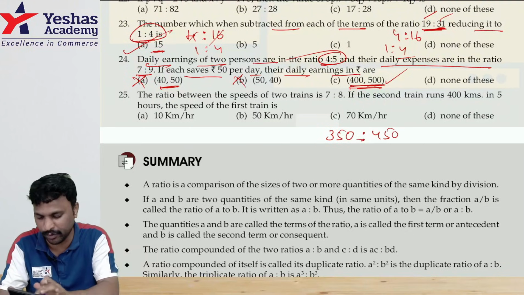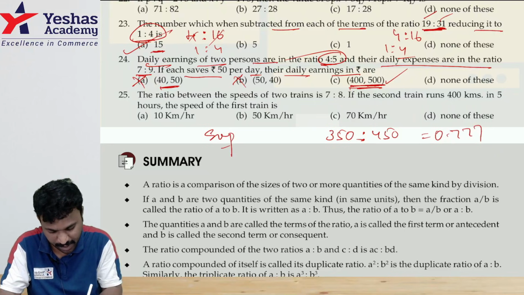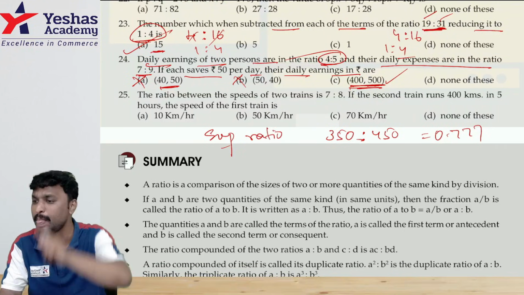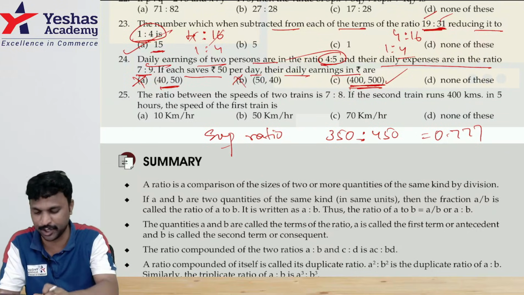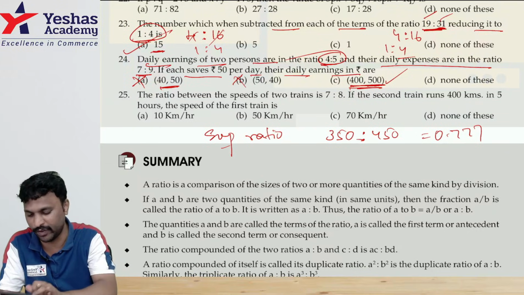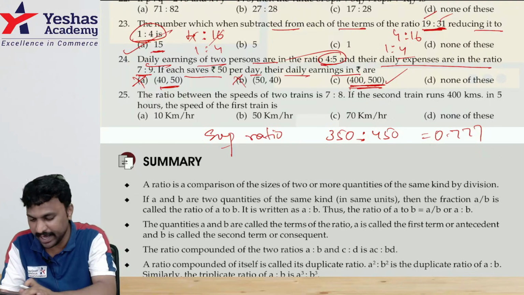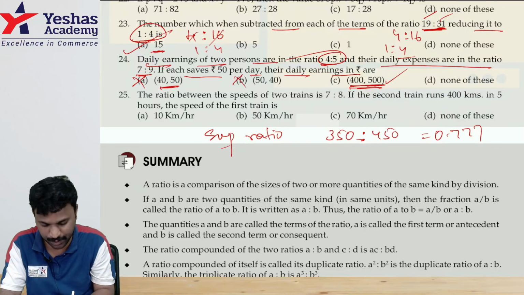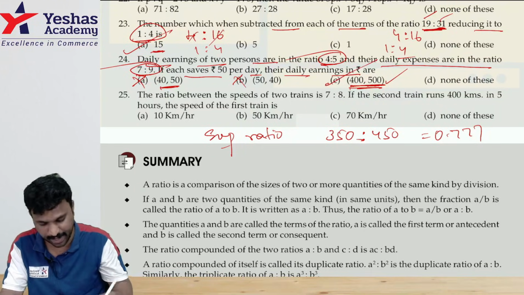Guys, what is 350 by 450? 350 by 450 gives you 0.777. This is expenditure ratio. Guys, how did we get expenditure? Income minus saving gives you expenditure. So 350 by 450 fetches you 0.777. So 7 by 9 if you do, that also fetches you 0.777. That means option C is the right answer.